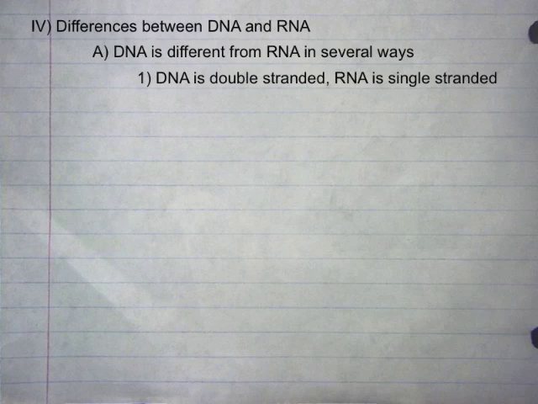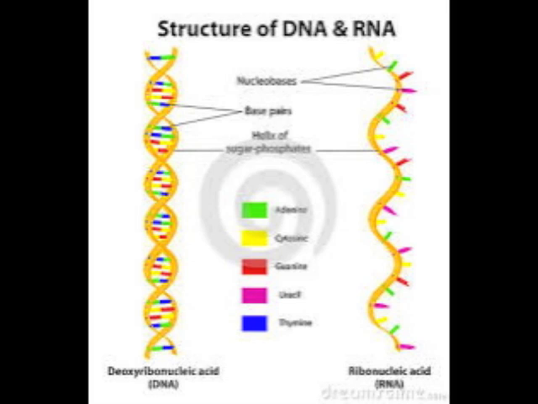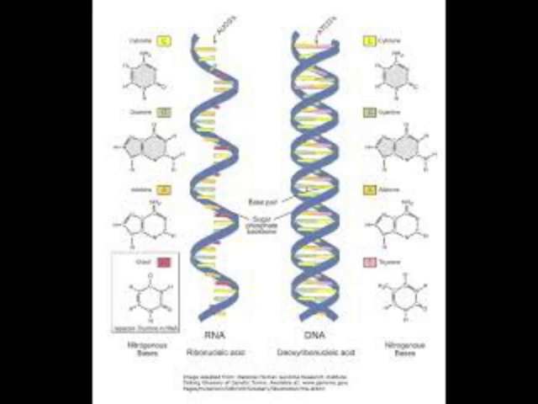Differences between DNA and RNA. DNA is different from RNA in several ways. DNA is double-stranded, and RNA is single-stranded. DNA's structure allows it to be double-stranded. This means that it can contain more information. RNA's structure is single-stranded, as its main purpose is to transmit information.